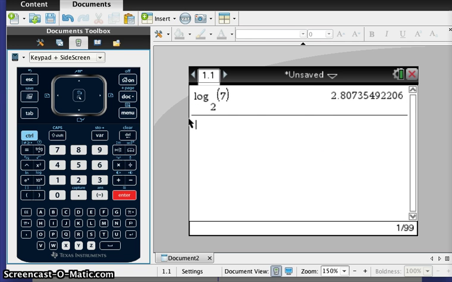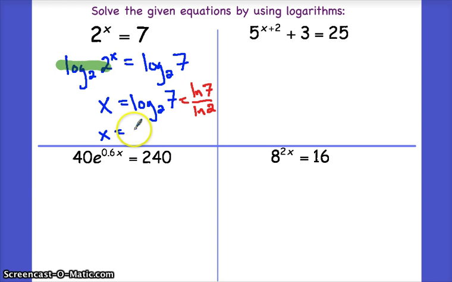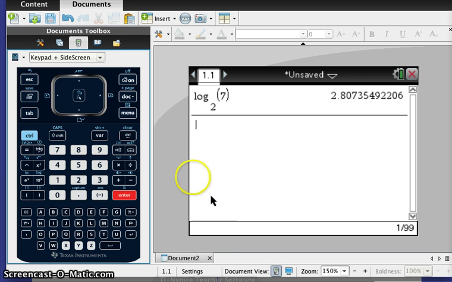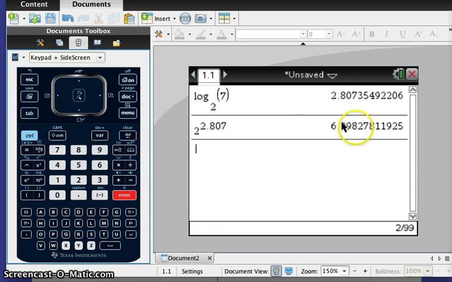So I can go back to our main screen and say that our answer is 2.807, approximately accurate to 3 decimal places. And again, feel free to plug that back into your formula. Go back on your calculator and say, well, 2 to the power of 2.807. It should come out very, very close to 7. Okay. Note that that is just below 7 because we used the rounded number.